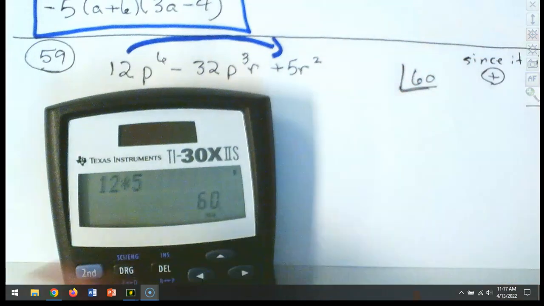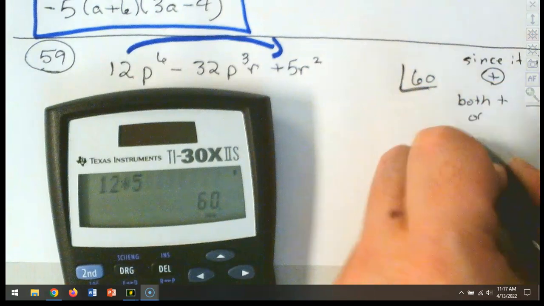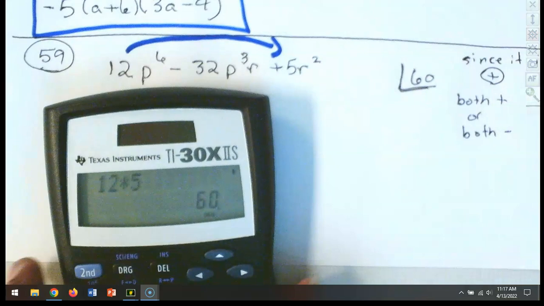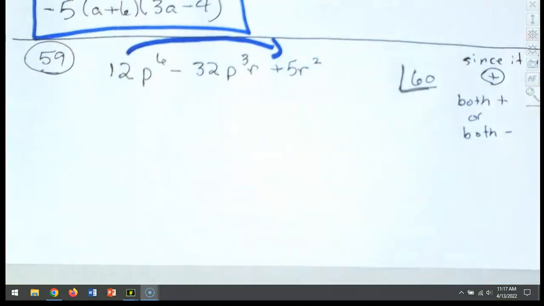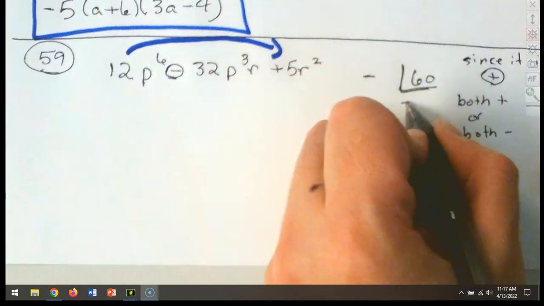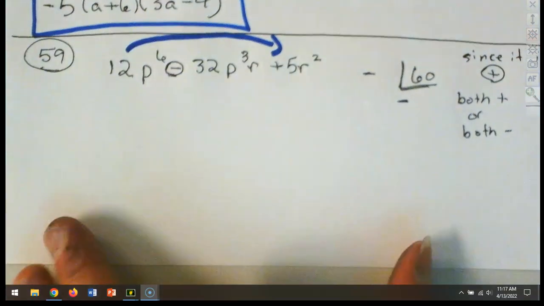We know then it's either both positive or both negative. And how do we determine which one? We look in the middle. Middle's negative, so these are both going to be negatives. All right, so where do we begin?